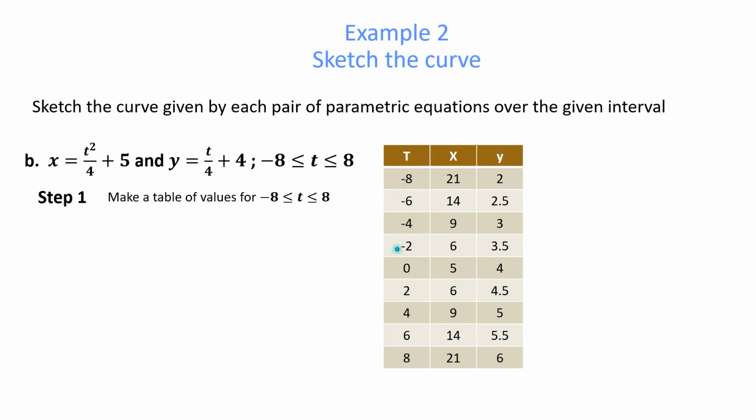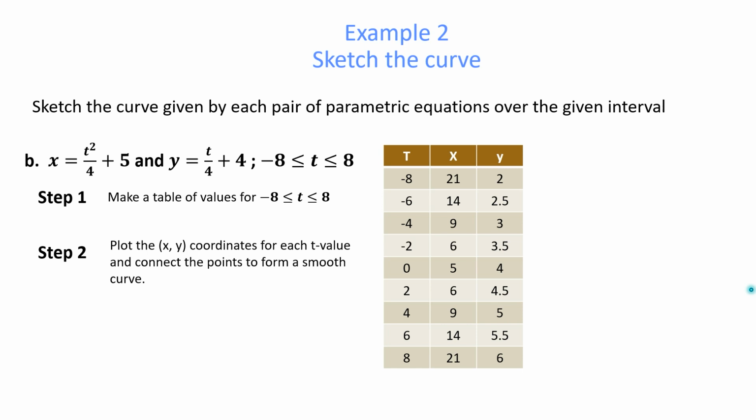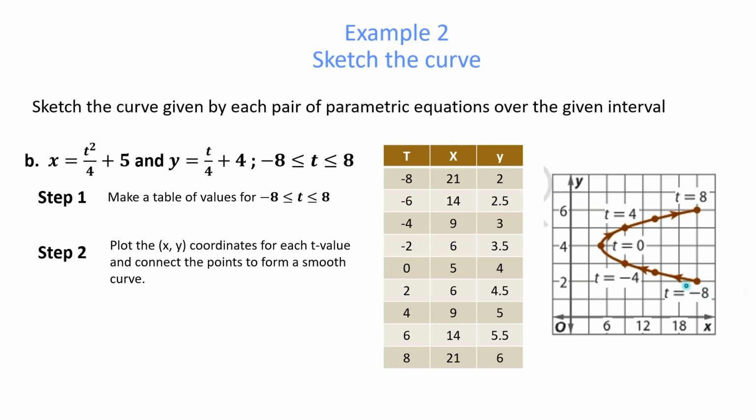So we make the table with the values ranging from minus 8 to plus 8. We select the values with an interval of 2. Now plot the xy coordinates for each t value and connect the points to form a smooth curve. So this is our curve with t ranging from minus 8 to plus 8. Give arrows to the curve to show the orientation of the curve from t equals minus 8 to plus 8. So this is the orientation of the curve. It's moving in this direction from t equals minus 8 to t equals 8.